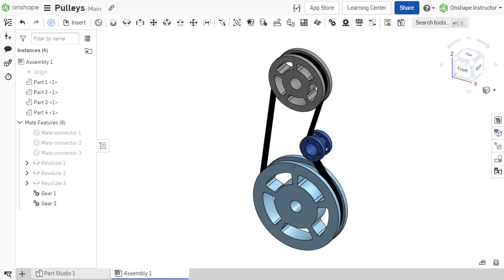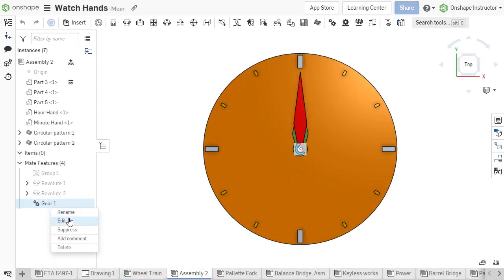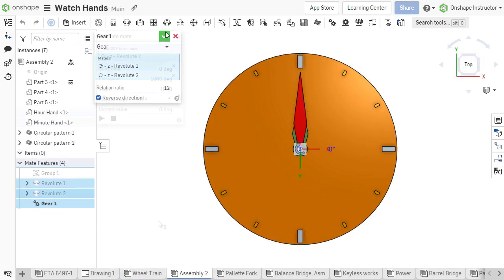Gear mate relations can be used for other rotationally related components other than gears. Any two components that should rotate with respect to one another with a given ratio can be defined with a gear relation. For example, the wheels of a pulley system rotate with one another with a set ratio. Another example might be the hands of a watch or clock.